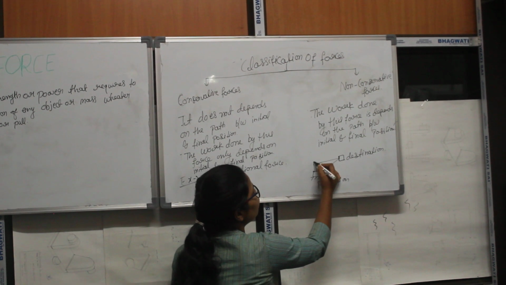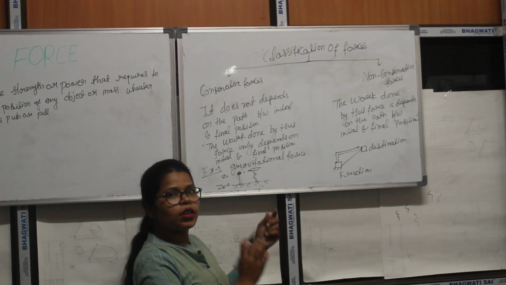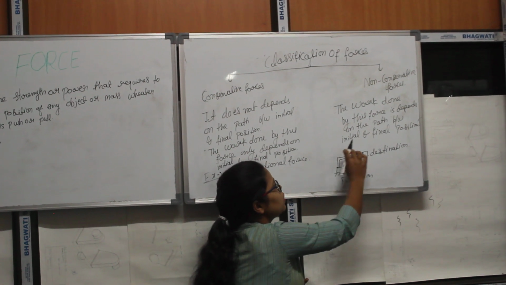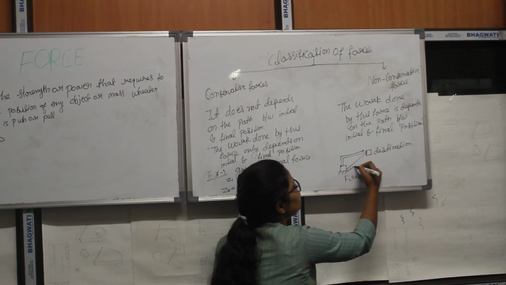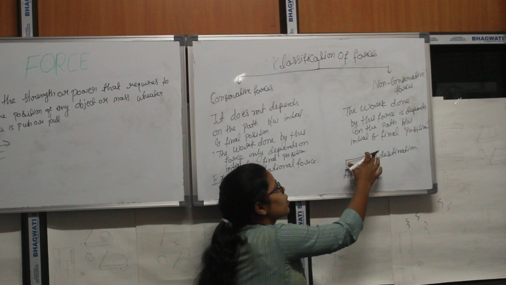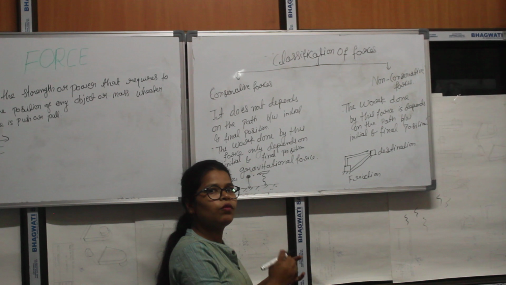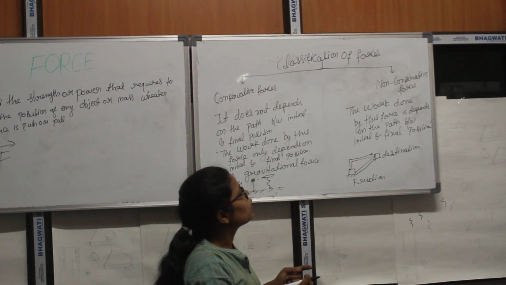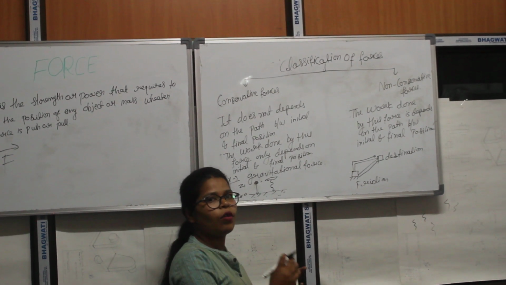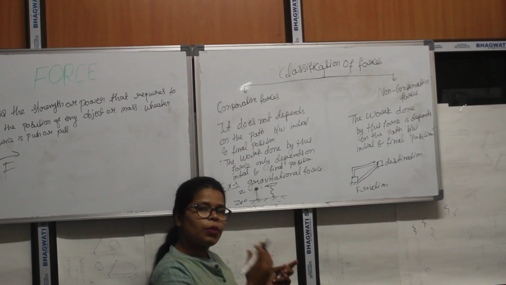If we follow this path from this point to this point, then the friction force is more because the path taken by this object is longer. And on this path, the path is less lengthy as compared to this, so the friction force is less. If friction force is less, then work done is less. So we can say that non-conservative forces depend on the path followed by the object. The work done by this force depends on the path.